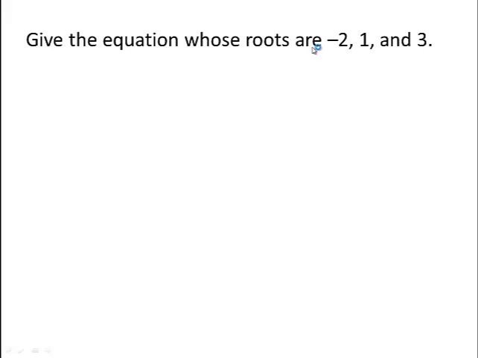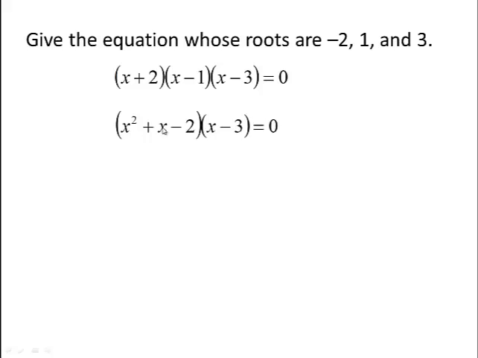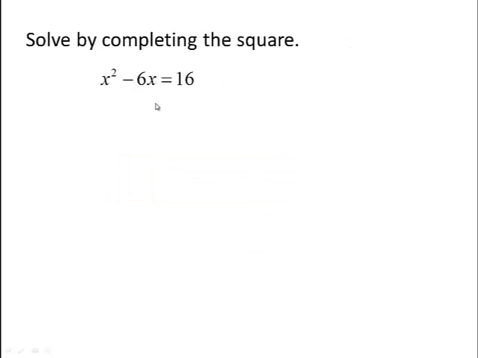Give the equation whose roots are -2, 1, and 3. If these are the roots, these are my factors, because this is what makes this 0, right? And this is what makes that 0, and so on. So you're going to FOIL this all out, FOIL them 2 at a time. That's the first 2, that's the third one, FOILed out, and that's your final answer.